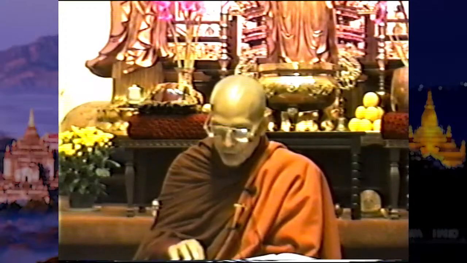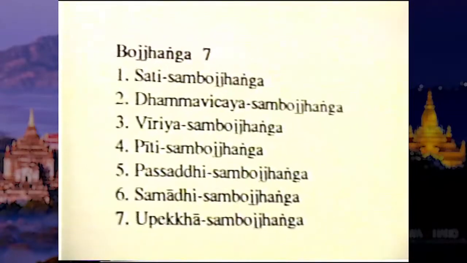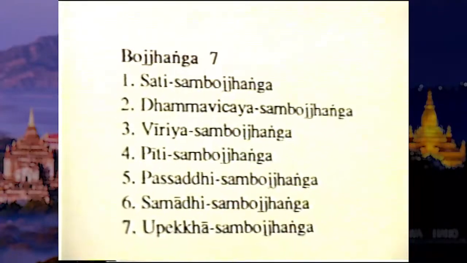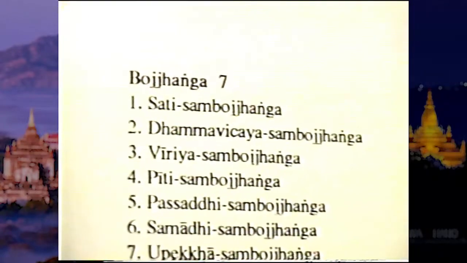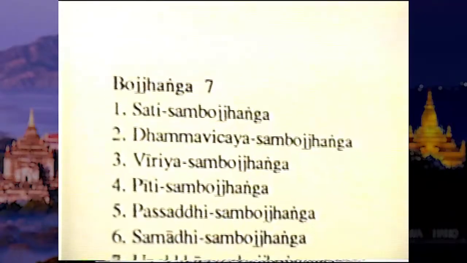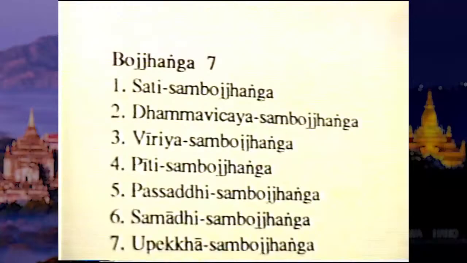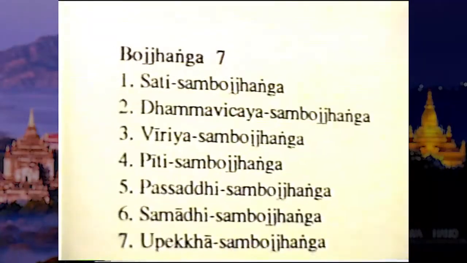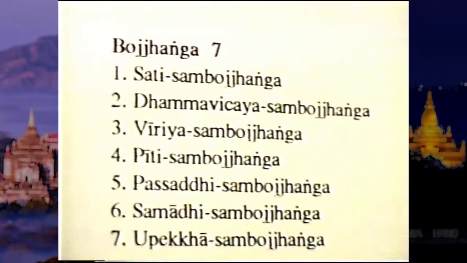Now the next group, Bojjhangas, or factors of enlightenment. There are 7 Bojjhangas. Now the word Bojjhanga is a combination of 2 words, bodhi and anga. Bodhi is explained as meaning one who knows, or one who has enlightenment, and also a group of mental states that helps one to get enlightenment, or that are instrumental in achieving enlightenment. So they are called factors of enlightenment, because anga means constituents or parts.